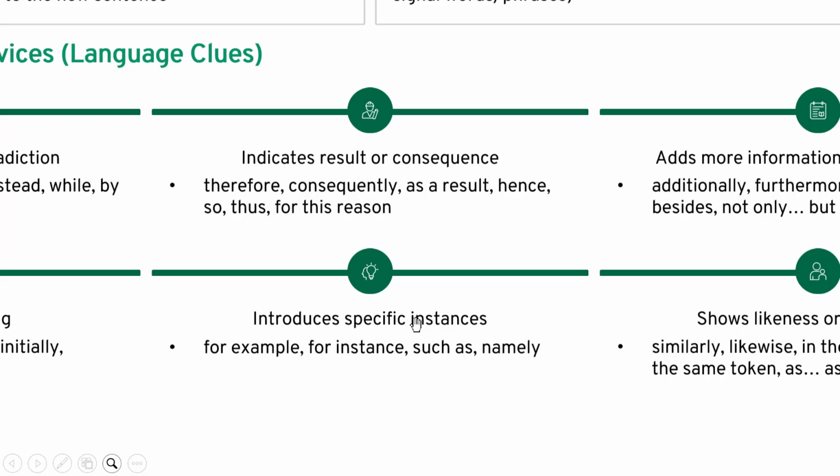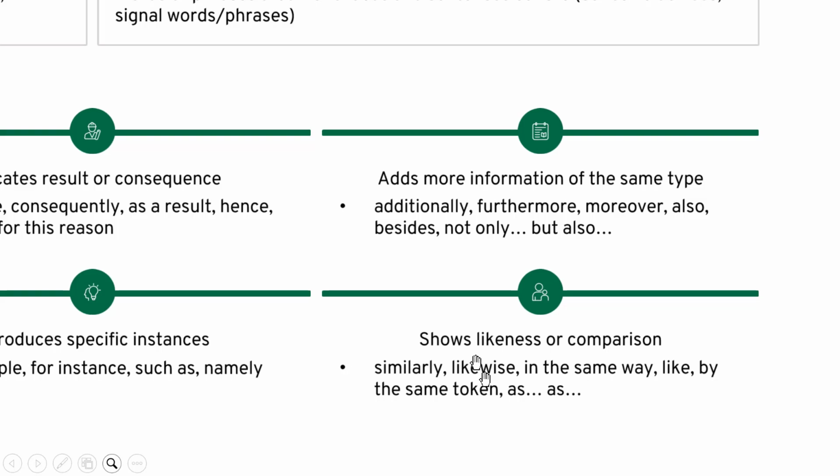We may have transition signals that show specific instances or examples, like for example, for instance, such as, namely. And if you have comparison or likeness inside the text: similarly, likewise, in the same way, like, by the same token, as.